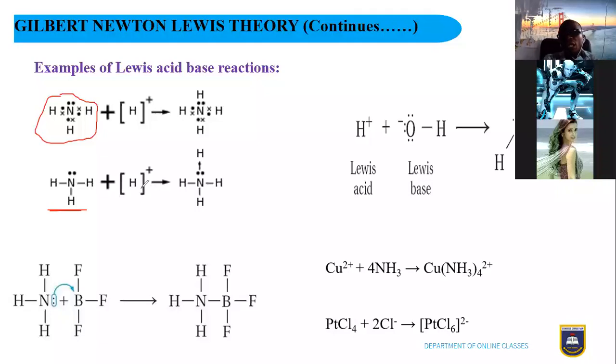Plus a proton, H+. The H+ means that it has lost an electron. It has an empty orbital to accept. So ammonia donates this lone pair into the empty orbital of hydrogen, the proton. Then it forms what we call ammonium. That's how the ammonium ion, NH4+, is formed.